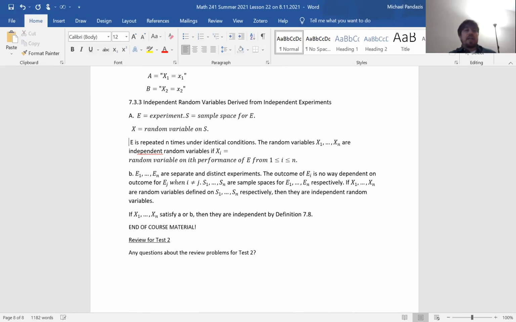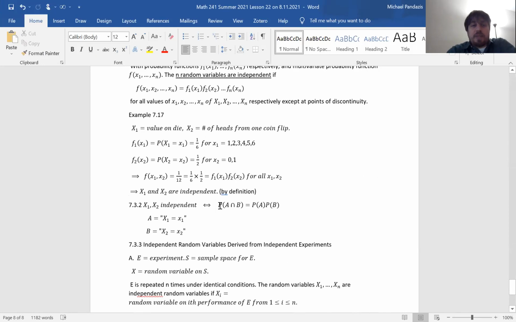That's just a reminder. Okay, so E is repeated n times under identical conditions. The random variables X1 to Xn are independent random variables if Xi is the random variable in the i-th performance of experiment E, for i from 1 to n inclusive. That just means that if you're repeating the exact same experiment under identical conditions n times, and you have a random variable for the outcome of that experiment each of the n times, one for each, then those n random variables are independent.